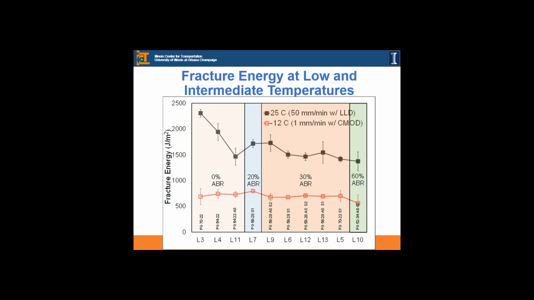So these are some of the results in terms of fracture energy at low and intermediate temperatures. The red line is the fracture energy at low temperatures for all of the mixes, and these are now sorted by increasing ABR content from left to right. The fracture energy we get at 25 degrees Celsius from the new test is shown by the black lines and markers. We can see a more apparent, evident decline for the test at 25 degrees Celsius as compared to the low temperature fracture test.